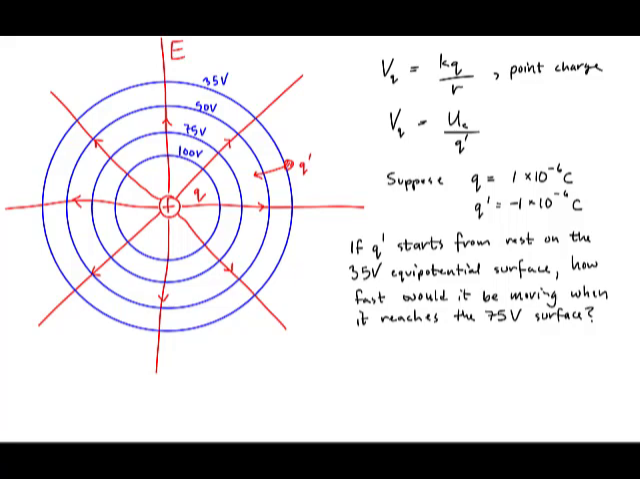Now, look at the equipotentials that Q prime will cross. It starts off at the 35 volt equipotential surface. It then goes to a higher equipotential surface at 50 volts, then goes to a higher equipotential surface when it reaches the 75 volt line. And the speed of Q prime will continue to increase as it accelerates towards our charge Q. So notice that this negative charge is accelerating from lower potential, 35 volts, to higher potential.